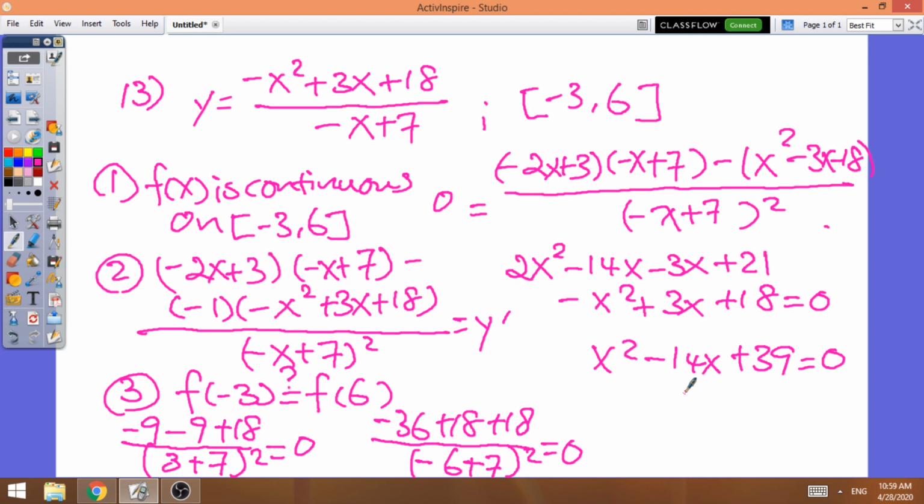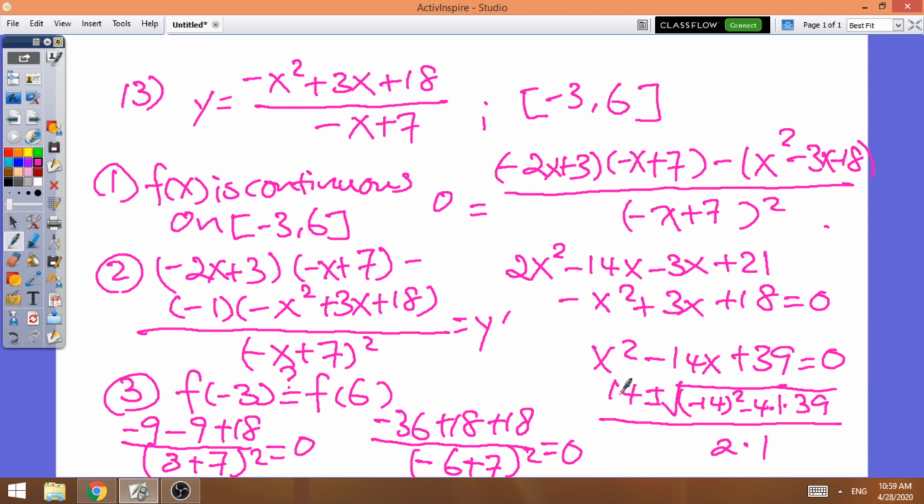for x. So using the quadratic formula, we got 14 plus minus the square root of negative 14 quantity squared minus 4 times 1 times, a is 1, times 39. And then it's all over 2 times 1.